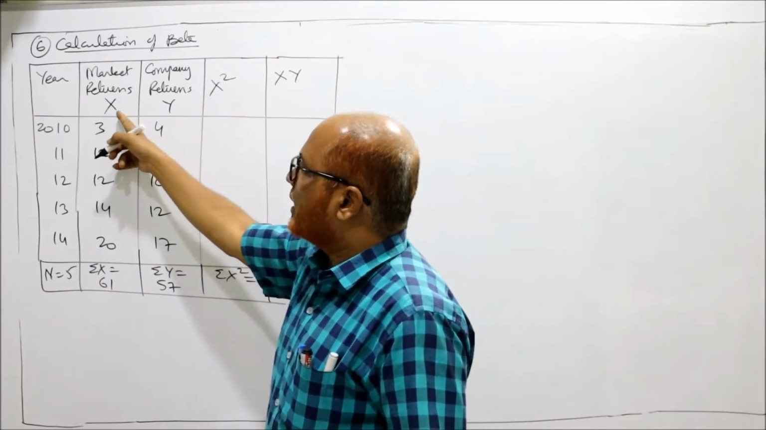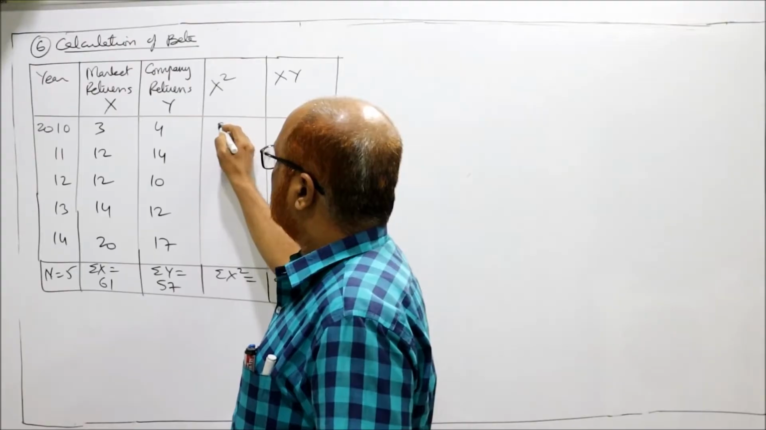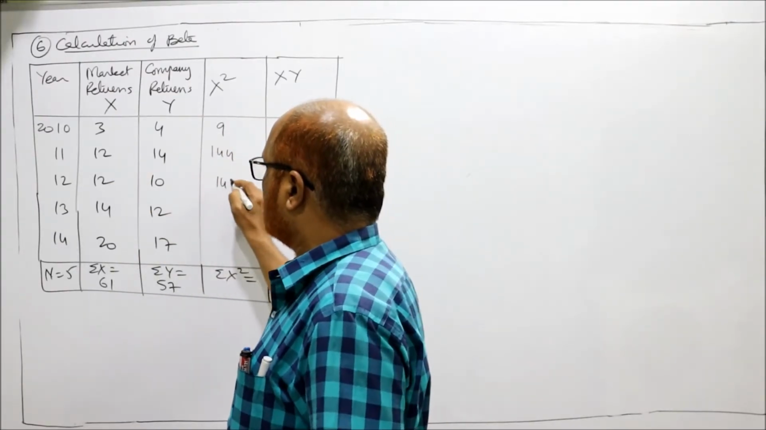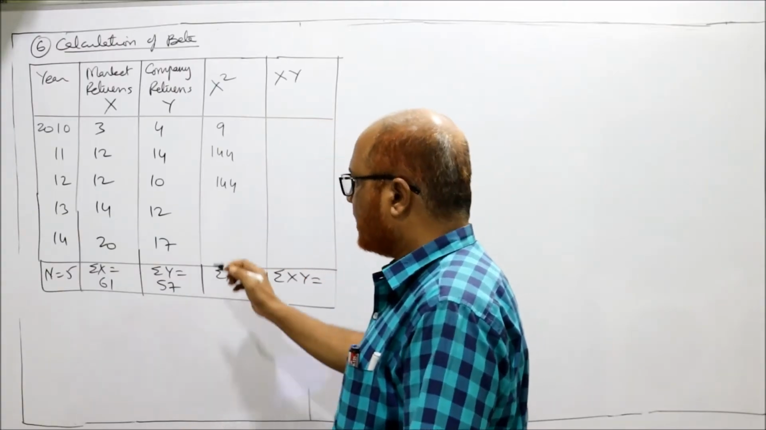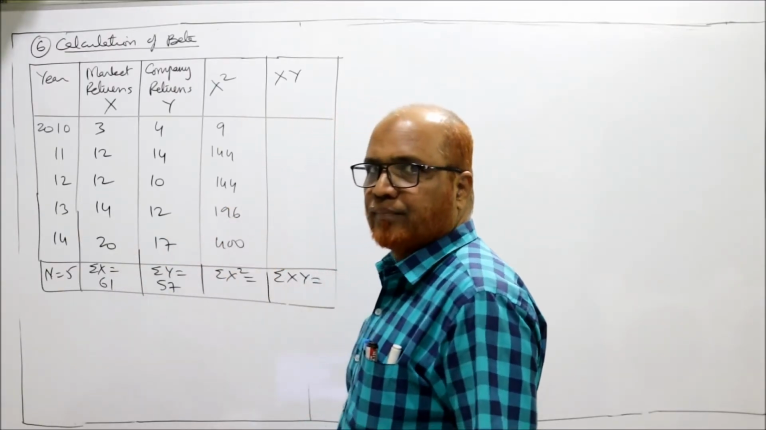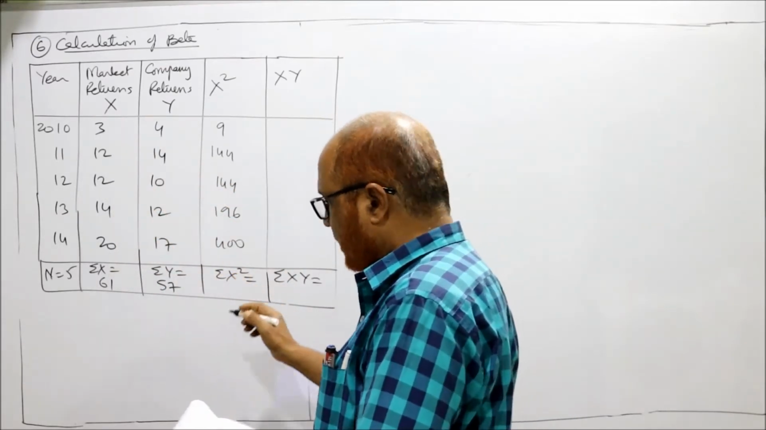Now x square, ये x के values को square करेंगे तो 3 3s are 9, 12 12s are 144, फिर 12 12s are 144, 14 square you will get 196, 20 square you will get 400. ये पूरे values को square कर दिए. Now take the total summation x square 893.